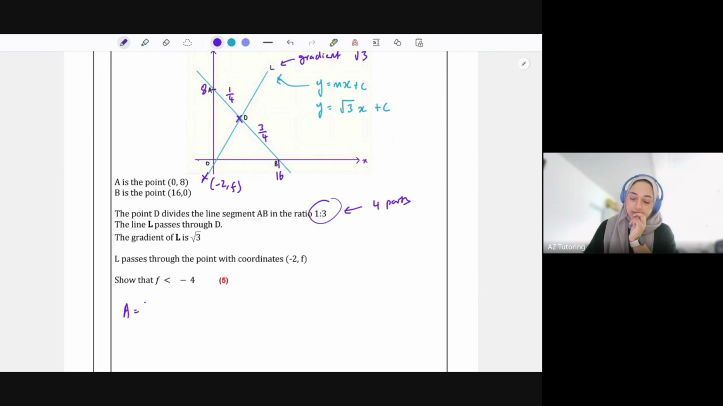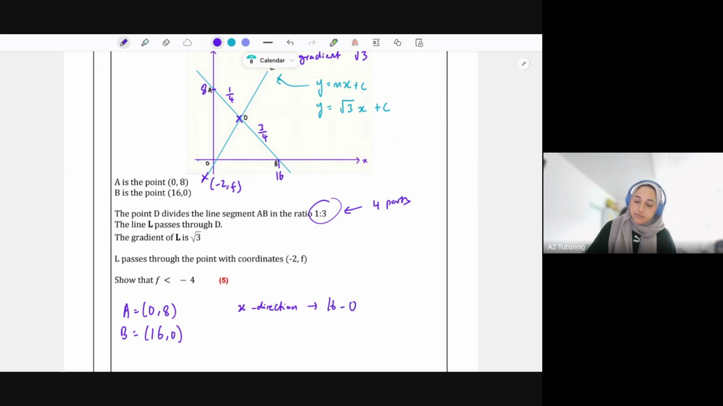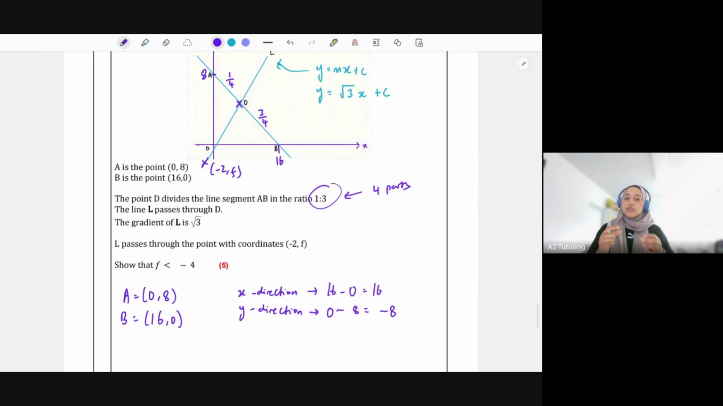So A is (0, 8), B is (16, 0). To get from A to B in the x direction, I'm going to do 16 minus 0, the x coordinates minusing each other, so I just get 16. And in the y direction, in the same way, I'm going to do 0 minus 8, so I get minus 8. So that's how much A and B are from each other in the x and the y direction.